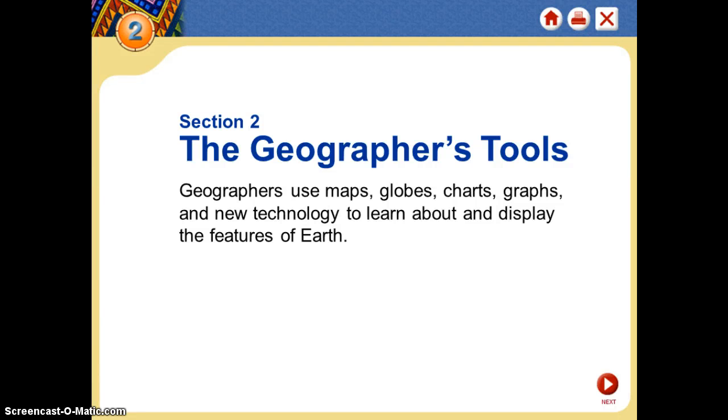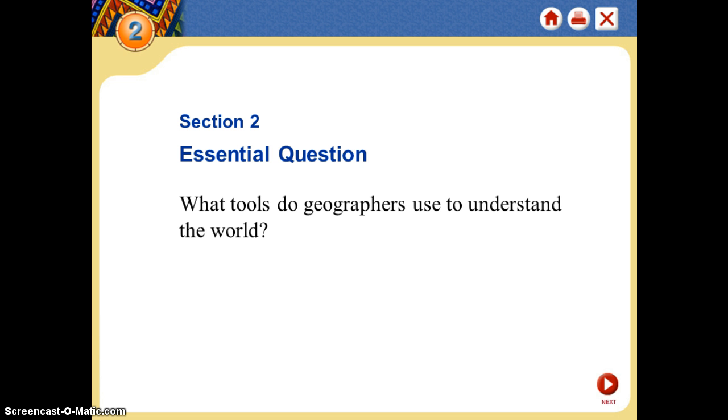Alright, we're on Chapter 2, Section 2. This one's titled The Geographer's Tools. And it just talks about the things that geographers use in order to learn about the world: maps, globes, charts, graphs, and the technology that they use, things of that nature. Again, we've done a little bit on the tools of exploration PowerPoint that you guys were putting together in the computer lab the other day, so you've heard about this a little bit already. But our essential question is, what tools do geographers use to understand the world?